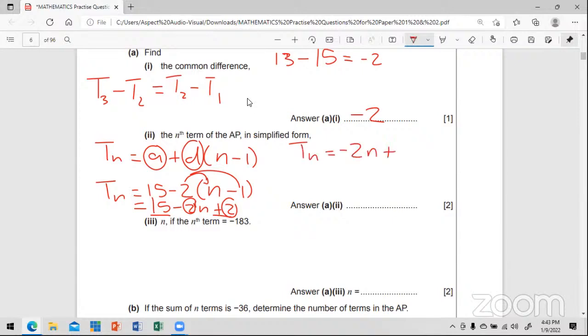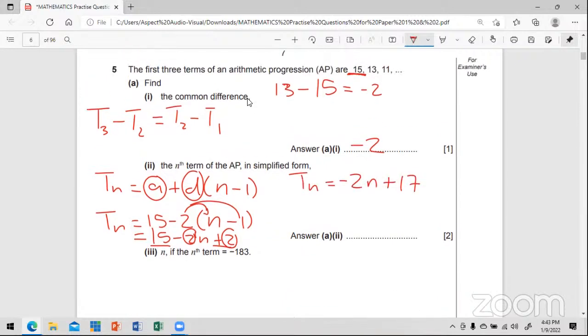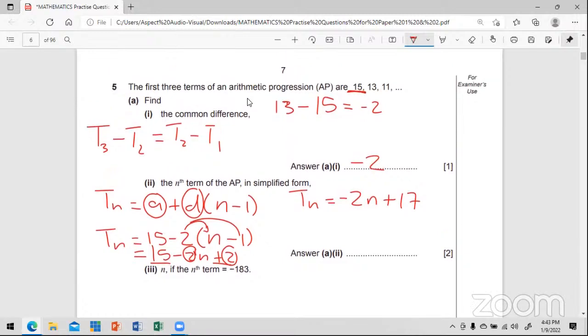Yes, therefore your Cn is going to be -2n plus 17. Okay? If you substitute any, when your n is 1, term 1, you put this one, it will be -2 times 1 plus 17. It will give you what? It will give you 15. Are we together? It will give you 15. Okay? So basically, your Cn is just -2n plus 17.